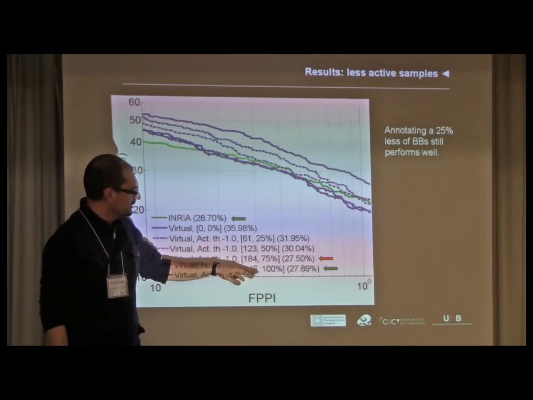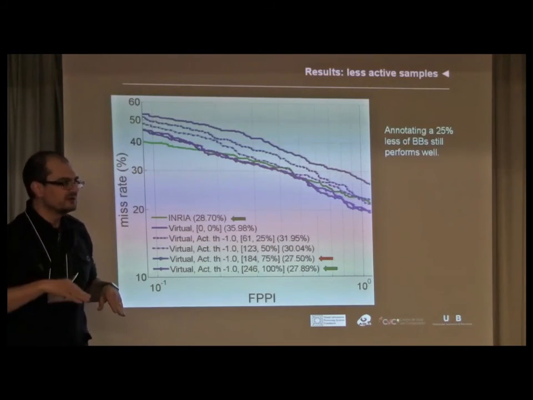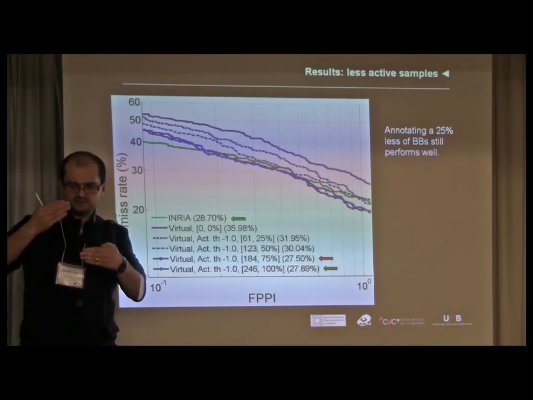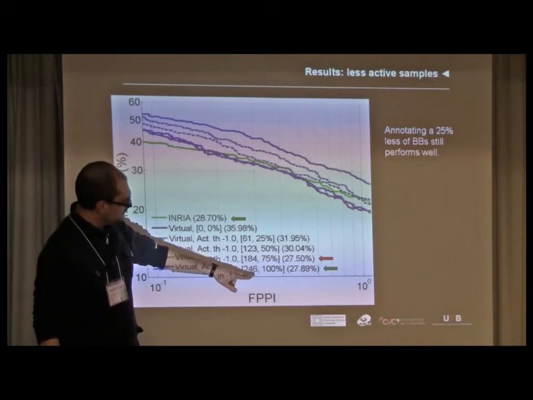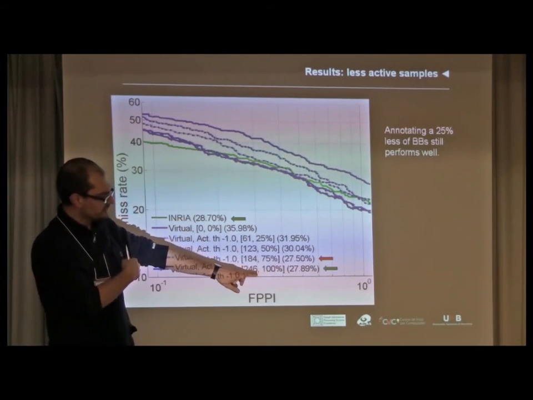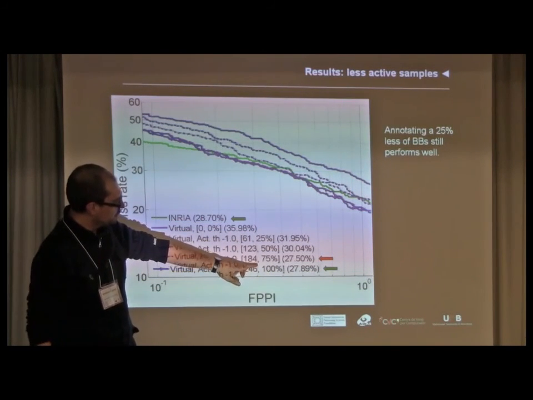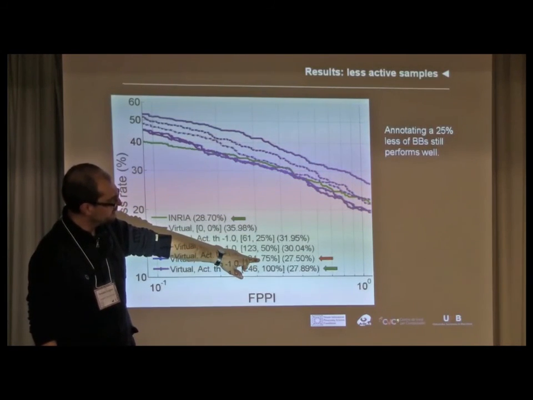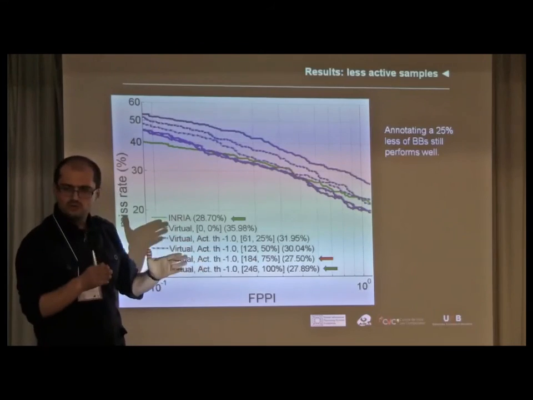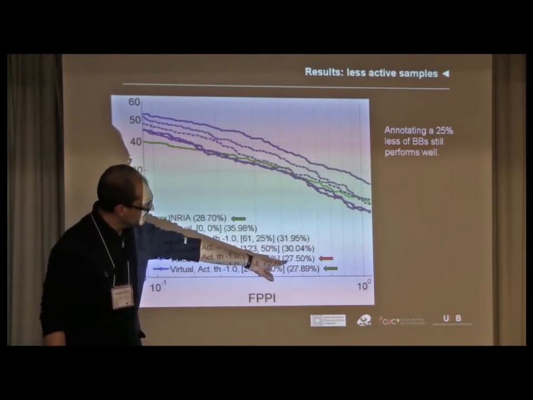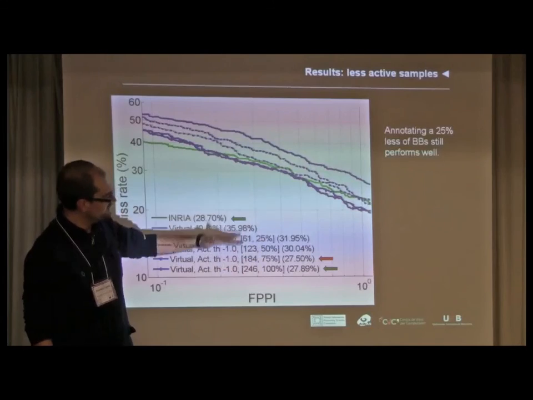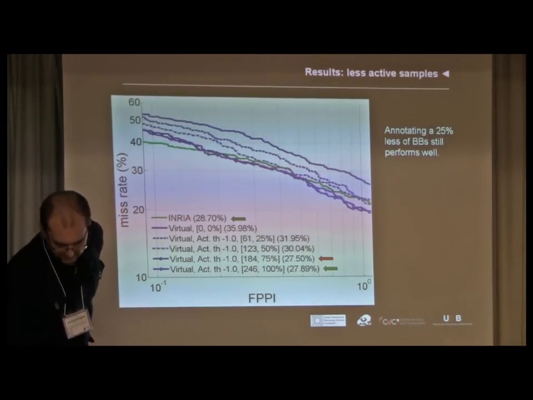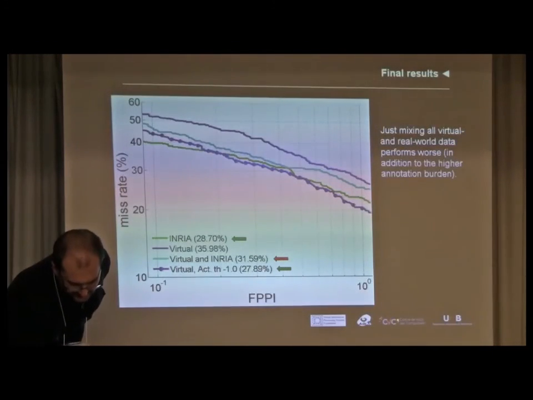And finally, we started to throw away active examples. What happens if I annotate less? Well, this is the result of the 100% that we have seen up to now. And it seems that even throwing away 25% of the whole possibility, we still do good. But beyond that, we start to go worse and worse. Okay, so this is all the experiments.